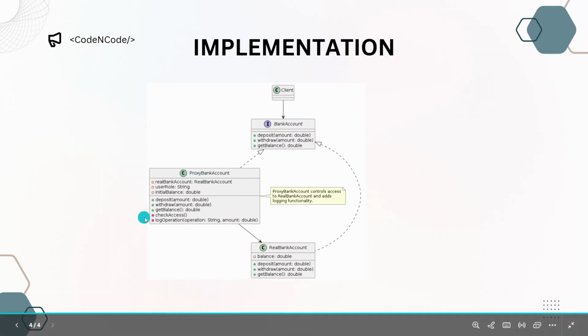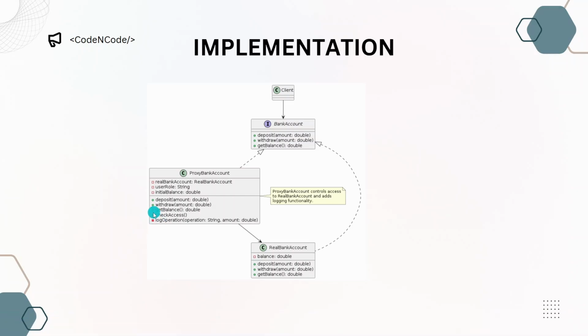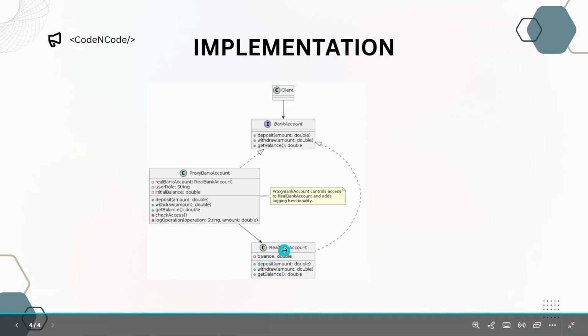For example, you see here the check access function and log operation function, right? These two functionalities are not provided by the real object or real class, but in your proxy you can add extra steps, extra tasks, right? That's why this proxy bank account has provided two extra functions to check whether the user has the access to perform this action or not. If it has, then it will call the function from the real object.